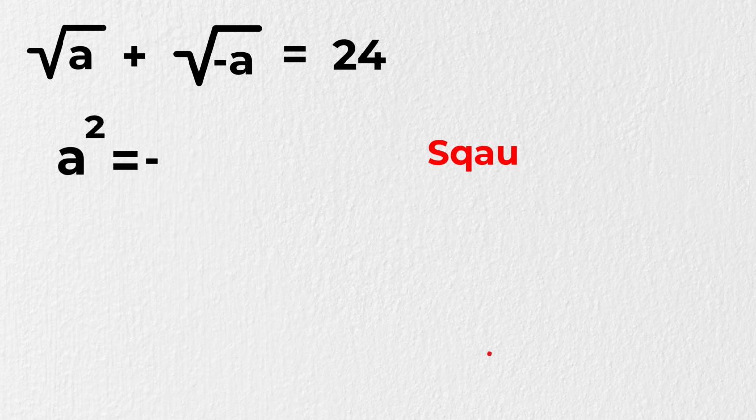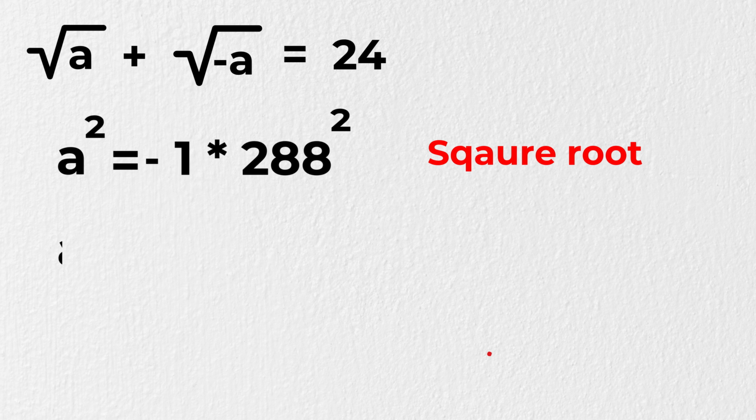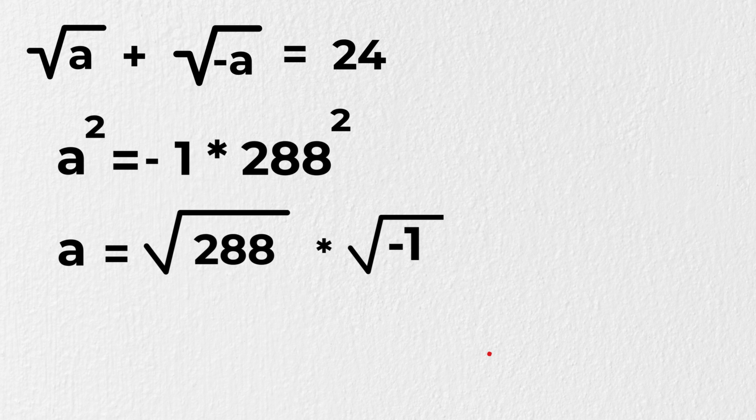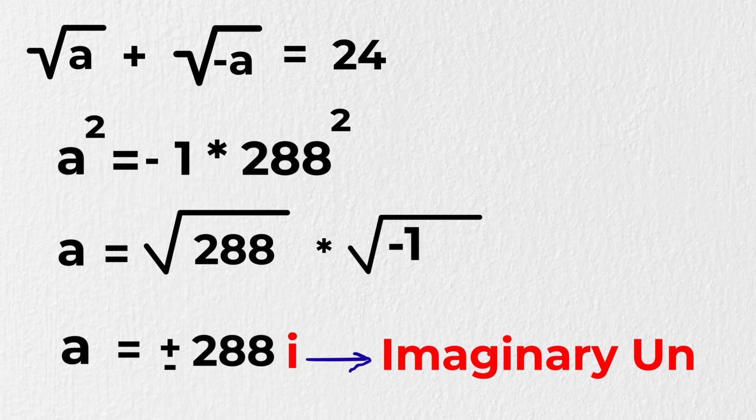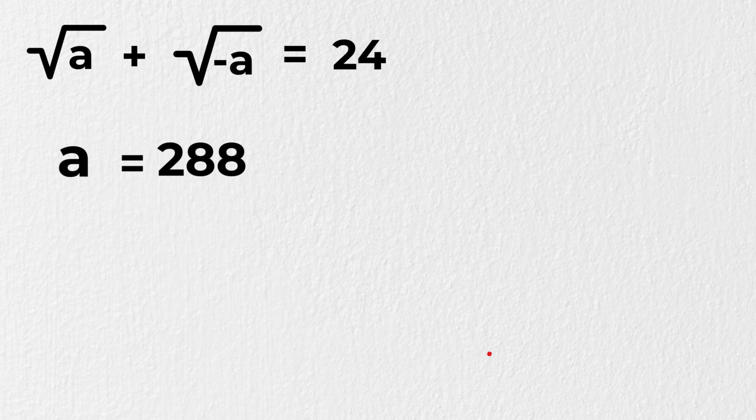Now taking the square root on both sides, we get a equals the square root of 288 squared times the square root of minus 1. Thus, a will be equal to plus or minus 288i, where i is also called iota, the imaginary unit. And that's it. So a is either 288i or minus 288i.